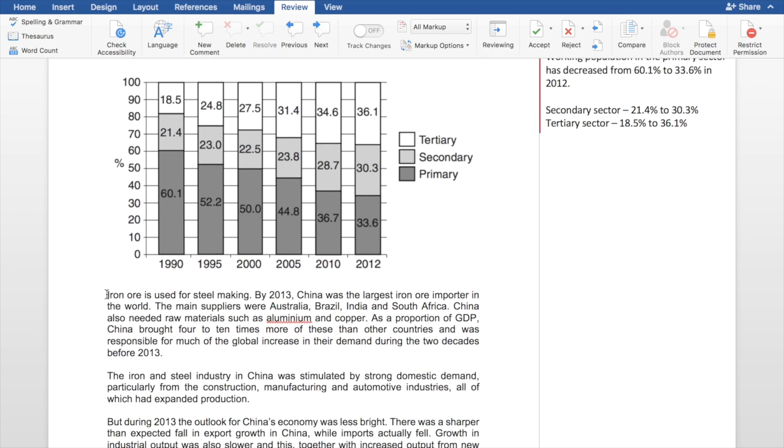So iron ore is used for steel making. By 2013, China was the largest iron ore importer in the world. The main suppliers were Australia, Brazil, India, and South Africa.